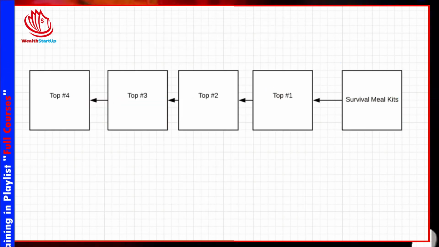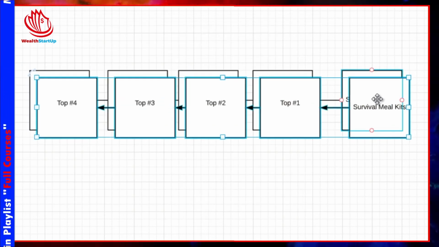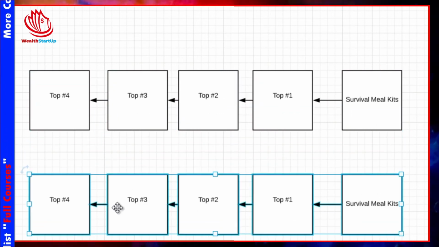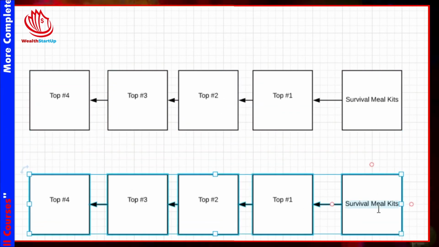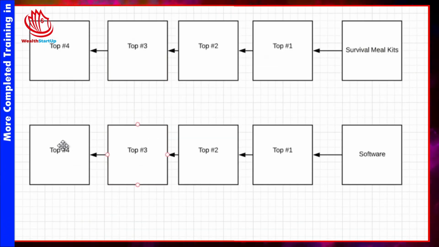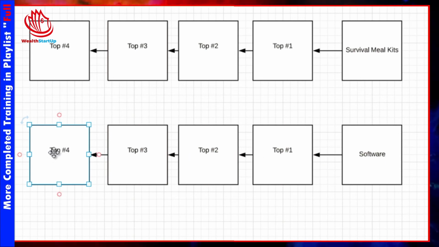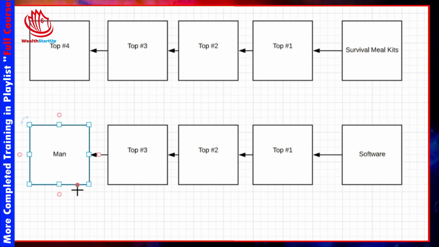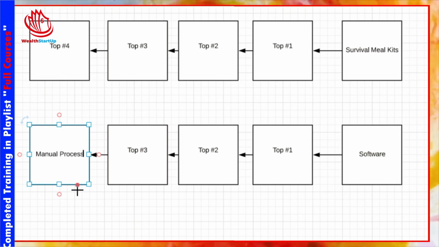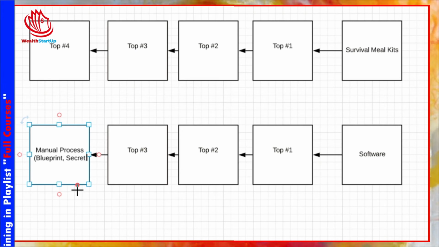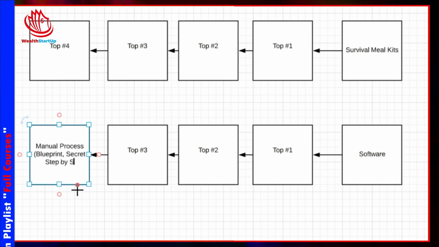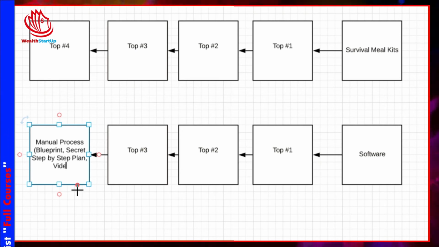So let's show you a different scenario here. So let's move this down. This is a totally different scenario. Let's say, for example, you're selling a piece of software. Instead of saying top 4, 3, 2, 1, you could talk about the manual process. This could be in the form of a blueprint, a secret plan, a step-by-step plan, a video course. And then you talk about it.